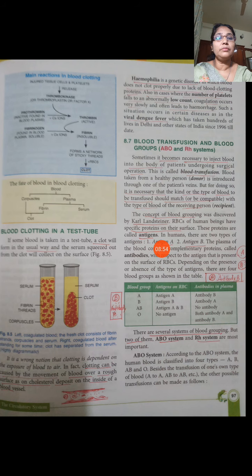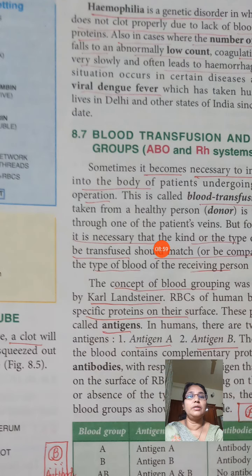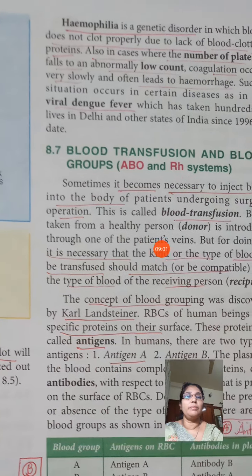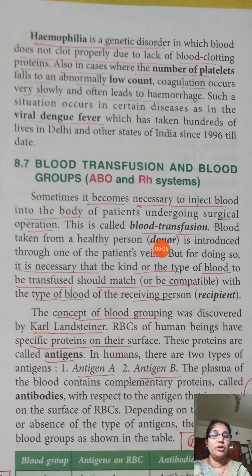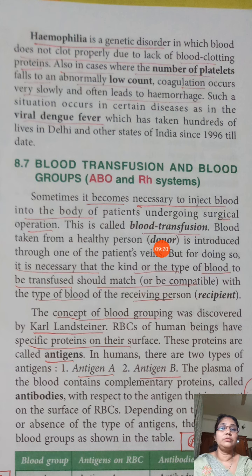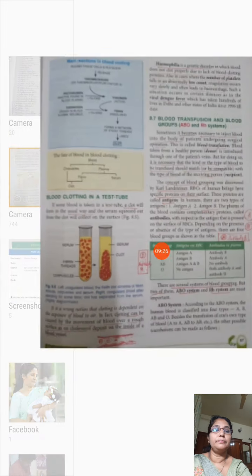Then another important term you have to learn is hemophilia. Hemophilia is a genetic disorder. You saw that word in the chapter on genetics. Hemophilia is a genetic disorder in which the blood does not clot properly due to the lack of a blood clotting protein. You know that in a hemophilic person the blood cannot clot properly.